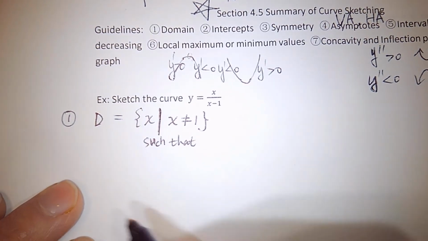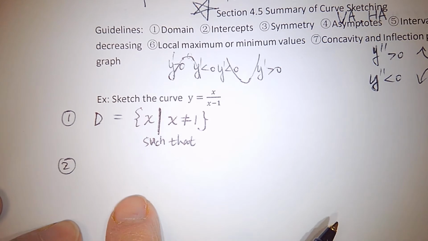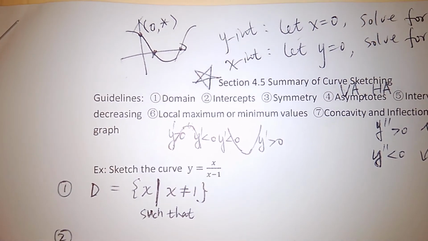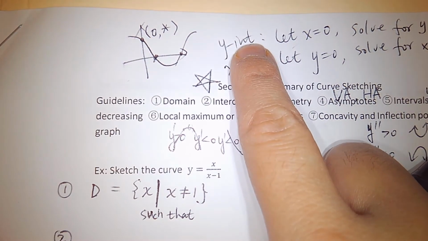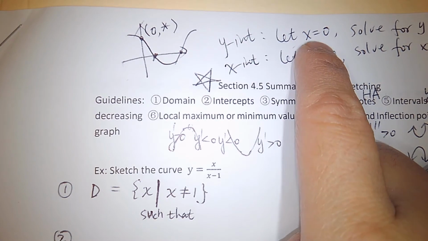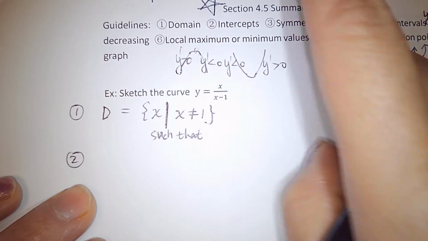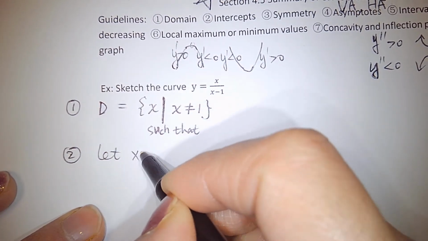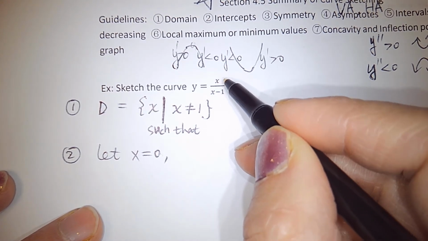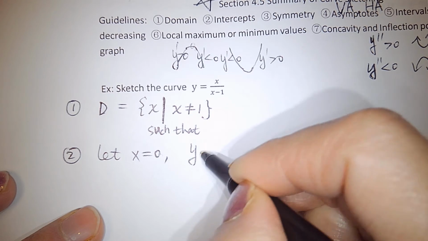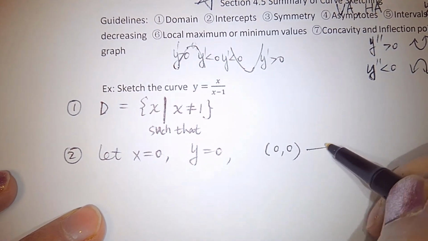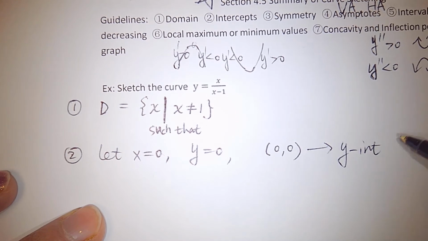Alright, step 2. Find the intercepts. How do you find the intercepts? Just now we already reviewed. In order to find the y-intercept, we let which variable equal 0? Let x, right? So let x equal 0. When x equals 0, y equals what? 0 over negative 1, right? So y equals 0. So 0, 0, this ordered pair gives us what? Y-intercept.